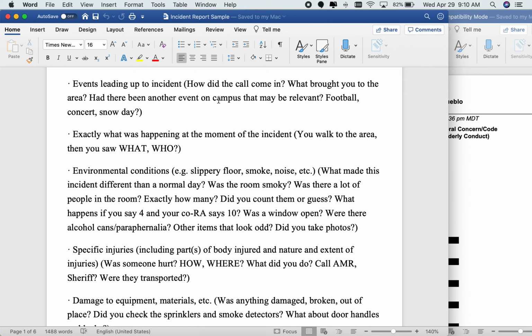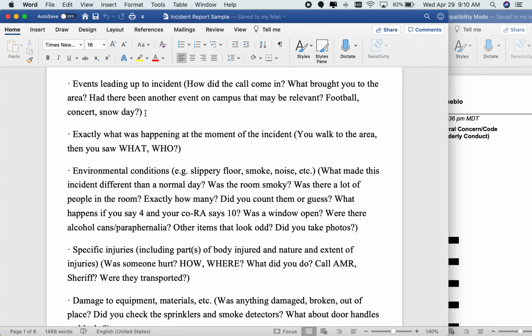So if you tell me that it was a snowy day and you walked into a student's room and you smelled marijuana and their windows were wide open, that is obviously going to trigger us to say, okay, well, it's possible that they were smoking marijuana, because why else would you have your windows open if it's snowing outside, right? So all of those little details help us piece together the puzzle of what we're trying to figure out.